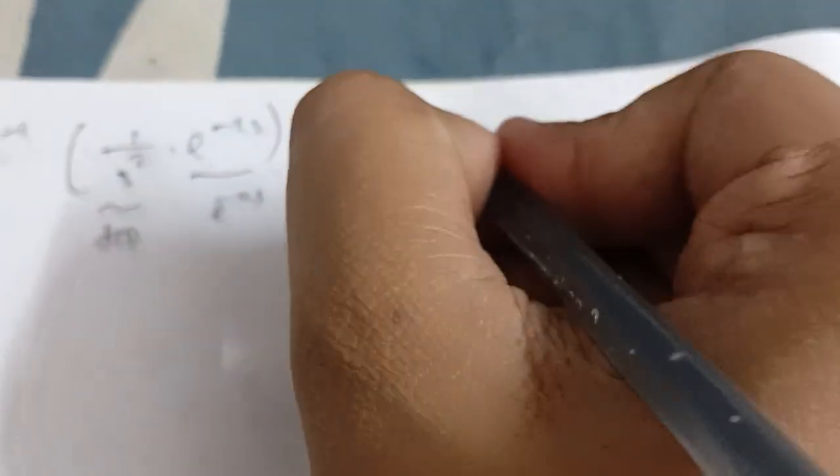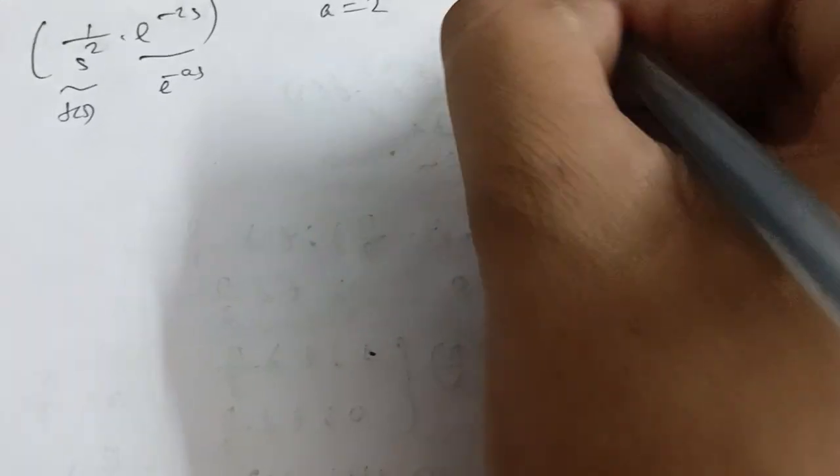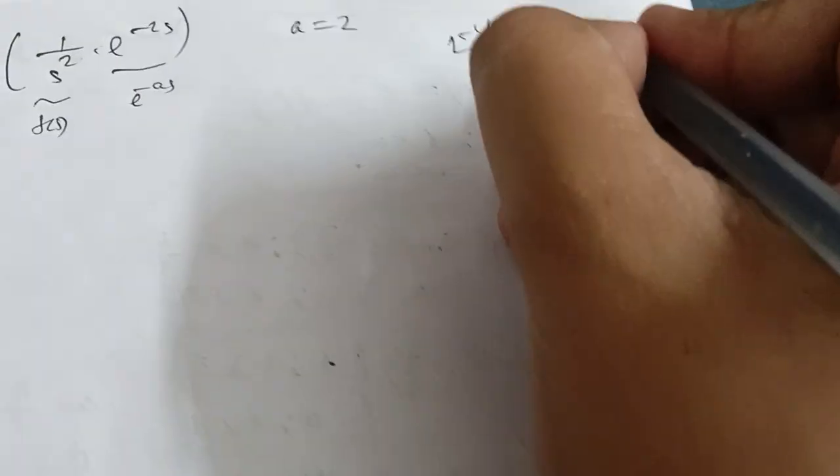Second number, Laplace inverse of 1 by s square dot e power minus 2s. So this is the e power minus as part, and this is the F(s) part. So clearly, comparing, a is equal to 2, and this is Laplace inverse of 1 by s square. What was it?